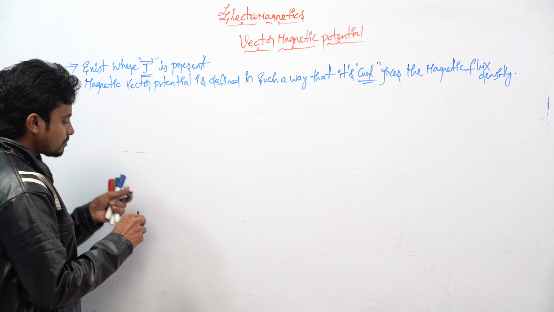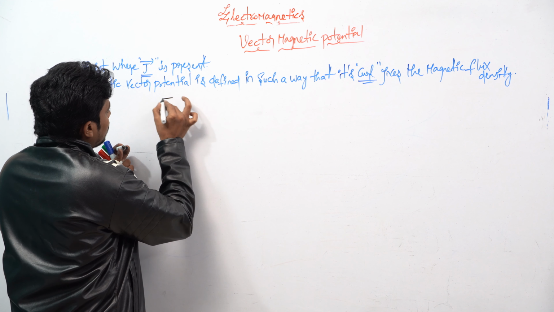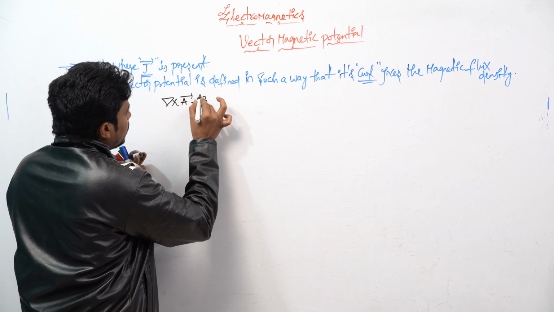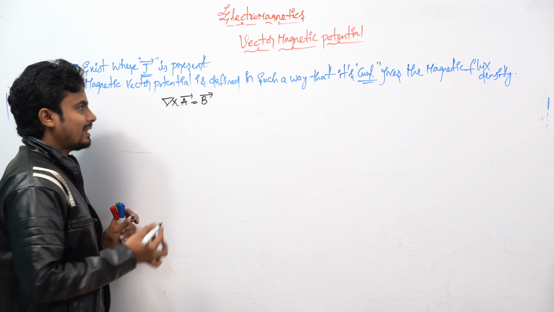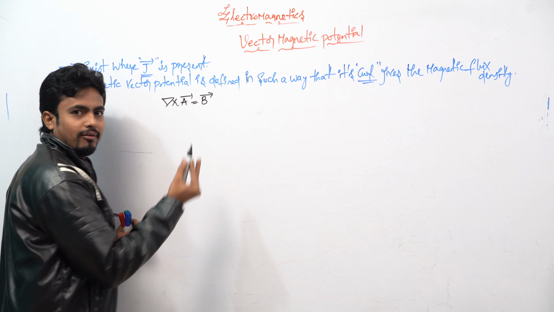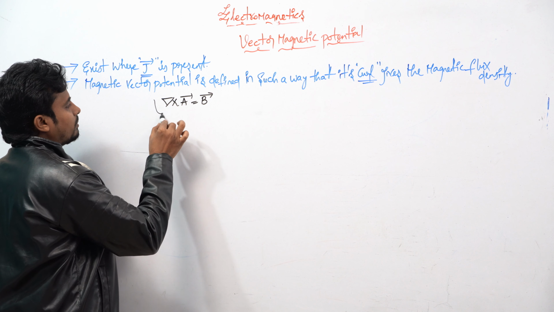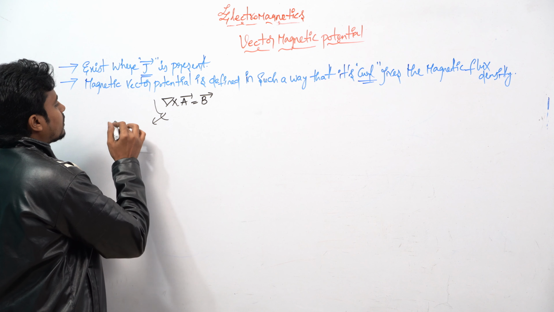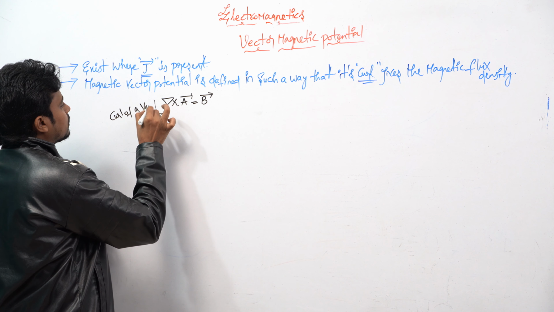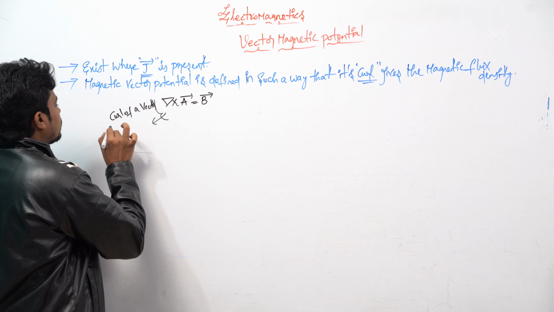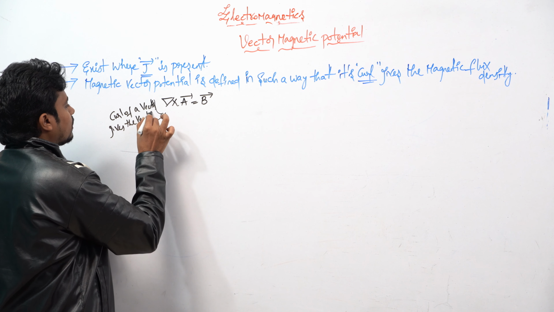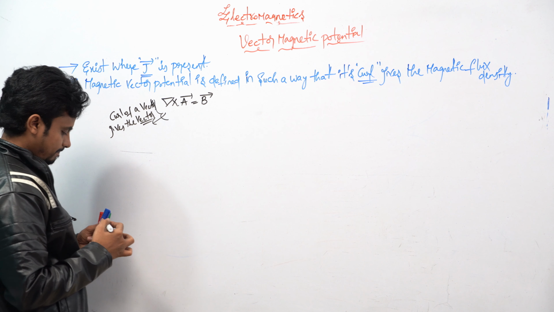Here you can see, del cross A bar is equal to B bar, right? That means the curl of a vector gives a vector. Curl of a vector gives the vector. Right? Done.